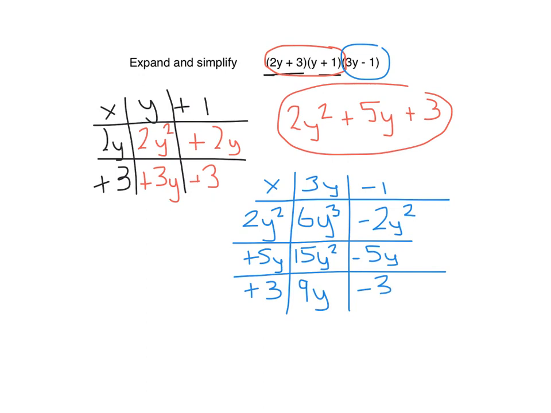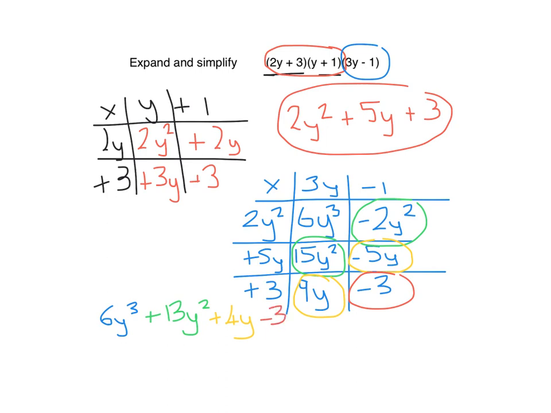So if I simplify it down, I've got 6y cubed. If I look at my y squareds, I've got 15y squared, take away 2y squared, which is 13y squared. Look at my y's, and I've got 9y, take away 5y, which is 4y. And then finally, I've got my minus 3. I can't simplify anything any further. That's my final answer.